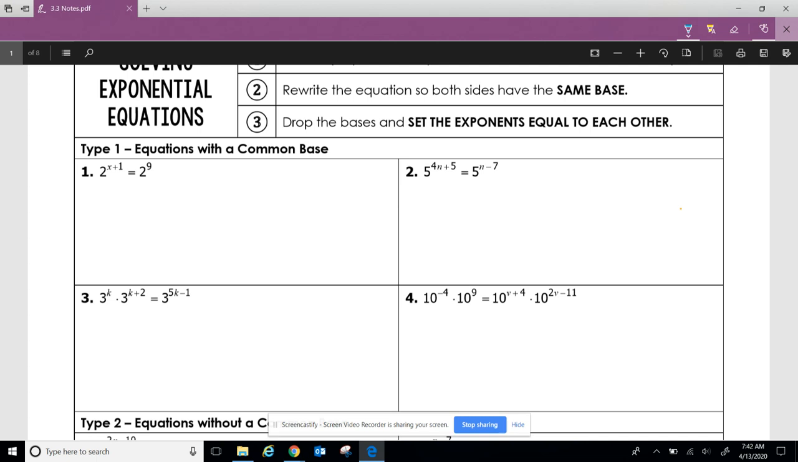Good morning, pre-calculus. We're going to start solving exponential equations today. These are going to be fairly basic, like the ones we did last year.